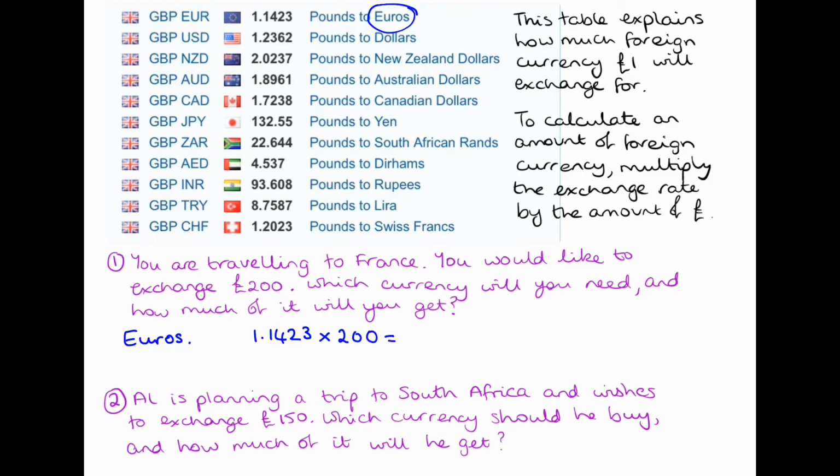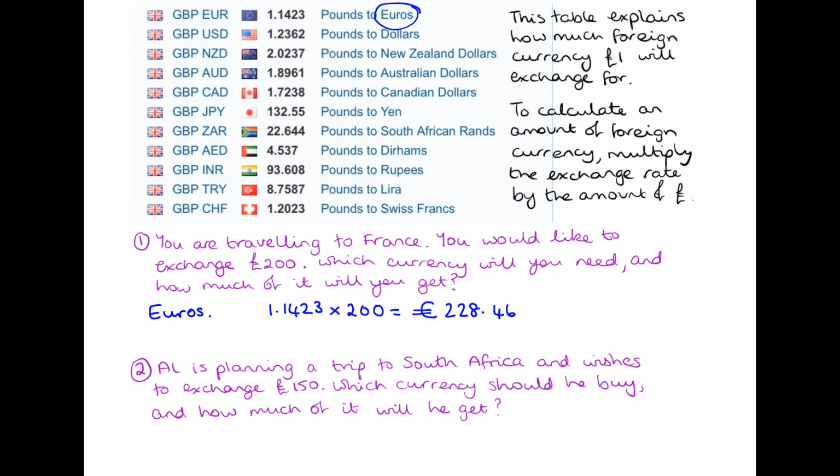So we're just going to work that. We can use a calculator for foreign currency, that's absolutely fine. So 1.1423 times 200 gives us €228.46, and that's the sign for euros. Okay, so if we change our £200 into euros, that's how much it's worth.